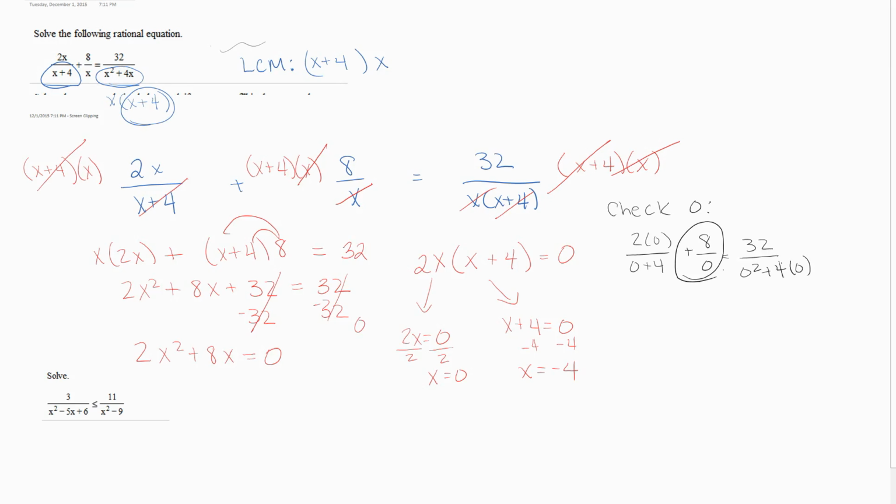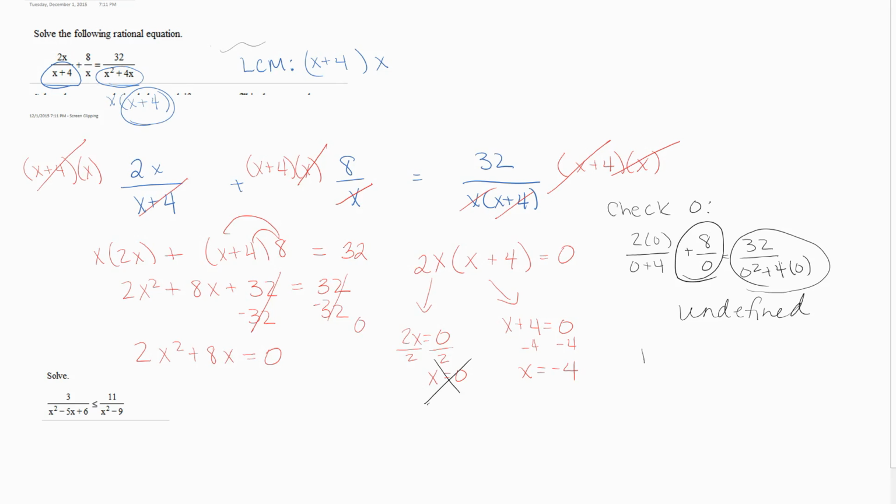Now right here, and actually right here, we run into a big problem. We'd be dividing by 0, which is undefined. So 0 cannot be a solution. This is undefined. So that gets rid of 0.